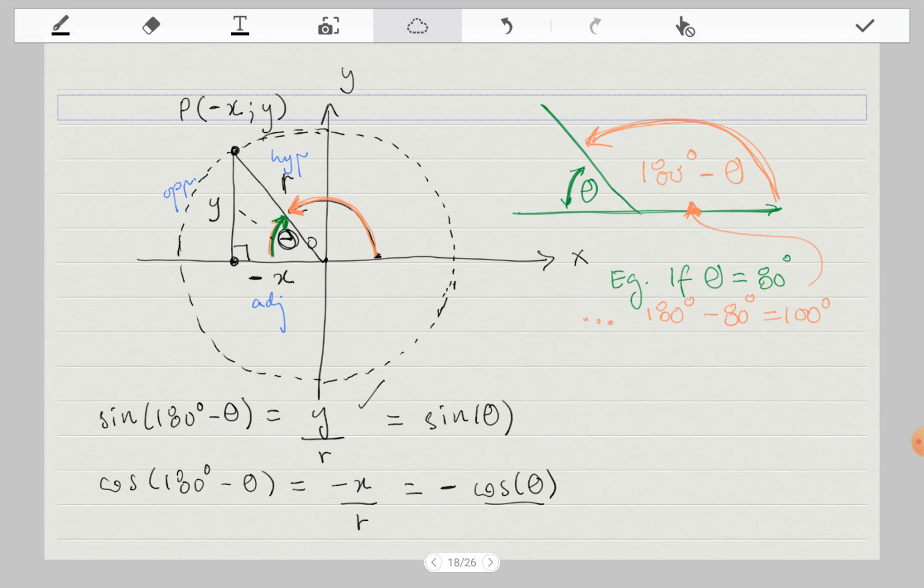Let's make this a bit smaller here so that we can put in 10.